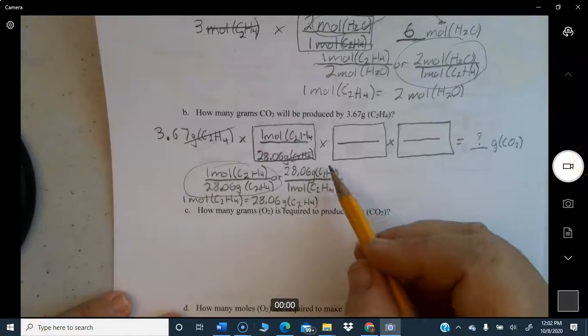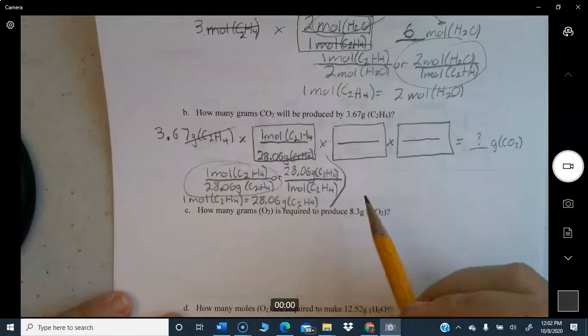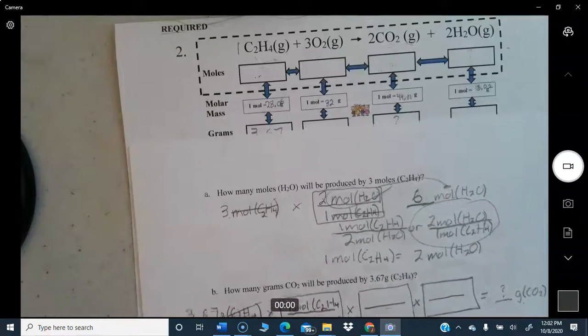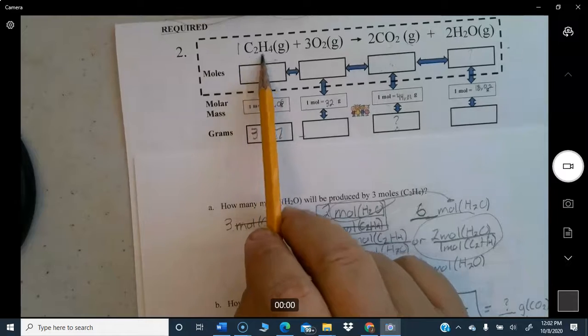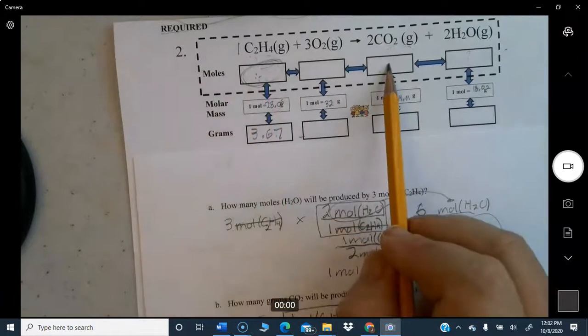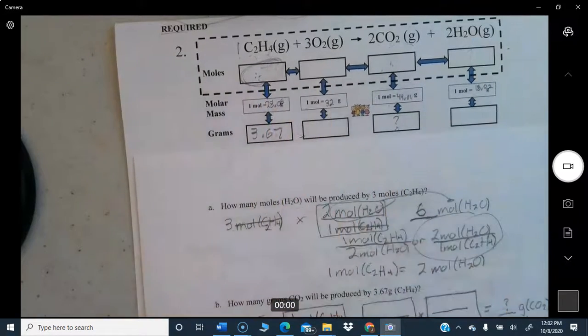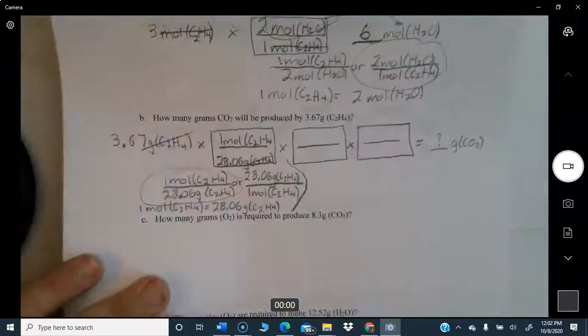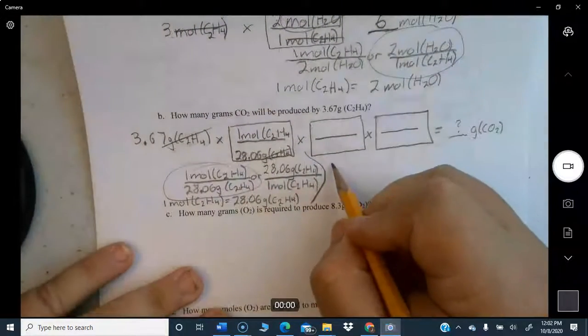All right, next, draw a line here to separate these. We've got to go across the chemical equation from moles of C2H4, where right now we're sitting right here. We now have to go from here to here. So there's 1 mole of C2H4 for every 2 moles of CO2. So I'm just going to write the ratios at this point.